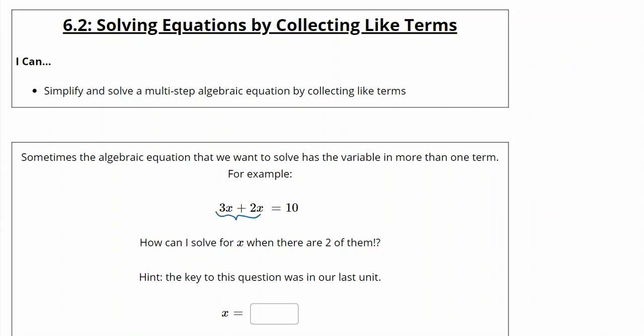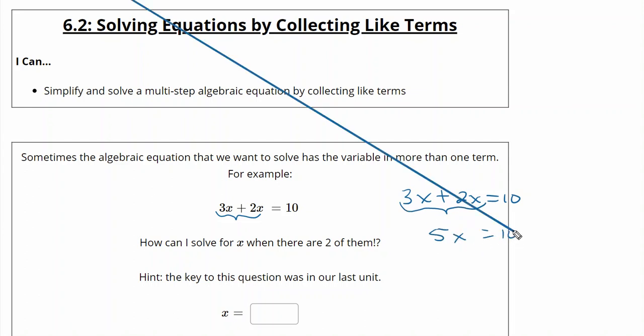3x plus 2x is equal to 10. If I collect these like terms, that would be 5x, since 3 plus 2 is 5, is equal to 10. Now what's left is I just want to get x on its own, so I'm going to divide both sides by 5. Divide by 5, divide by 5, so we get x is equal to 2.